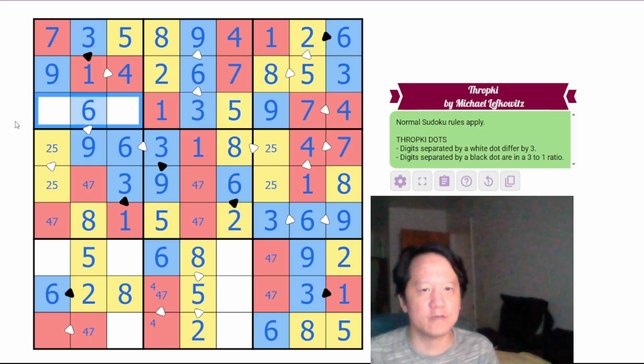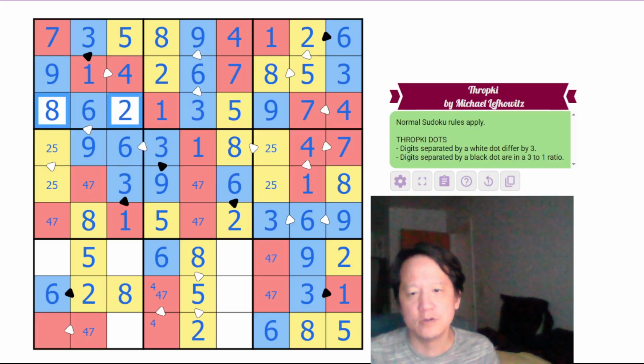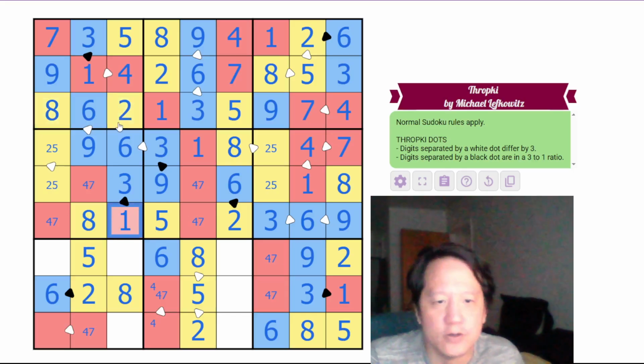Remaining digits in row 3 are 2 and 8. This can't be 8 because of 8 in the column. So that's 2, which makes that 8. And these are both yellow. They were all yellow.